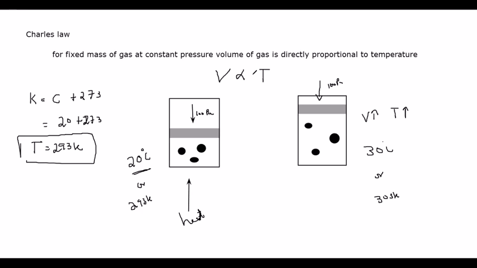So for Charles law, you don't have to learn the formula. There's a formula for Charles law, but you don't have to learn that formula. And when you sketch a graph, you should understand the concept of the graph, that volume and temperature are directly proportional.